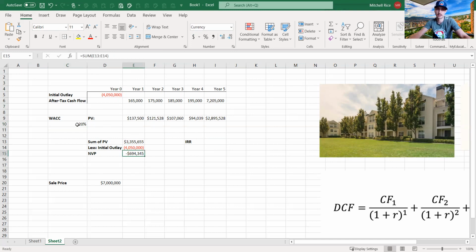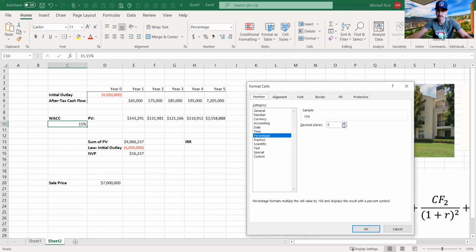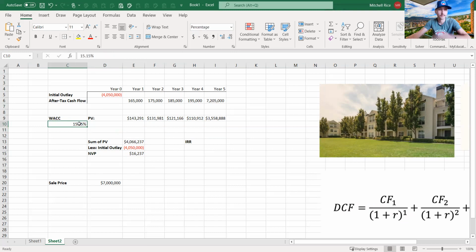Now we're negative 694,000. Let's try 12. Okay, positive 580. So all it does is it starts making guesses in both directions until it gets to 0. So we're getting really close, maybe 15.15. Let me show my decimals here so you guys can see what's going on. Let's try 15.30. Okay, we're honing in on this.